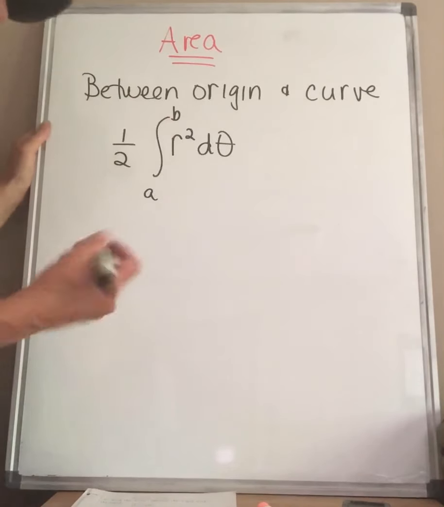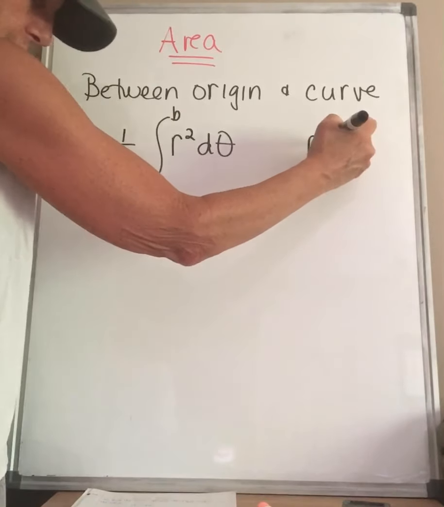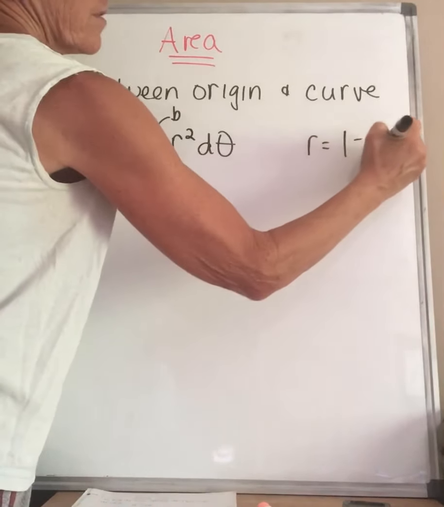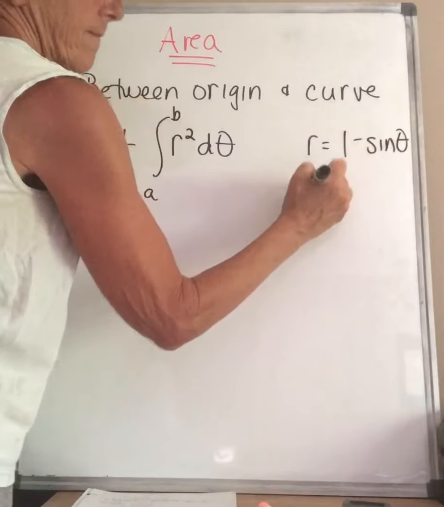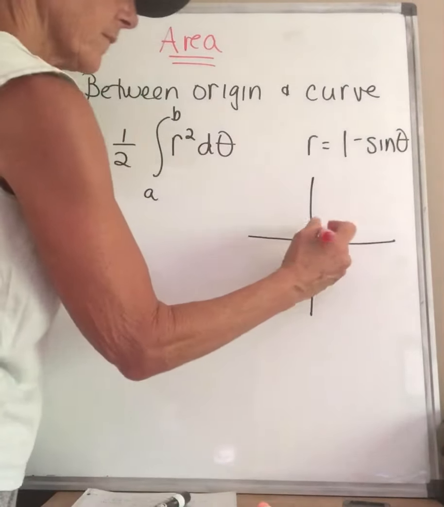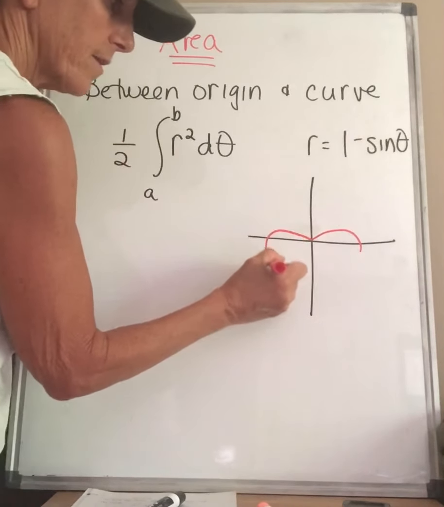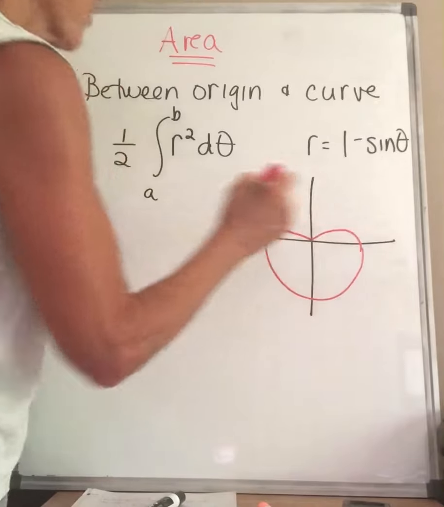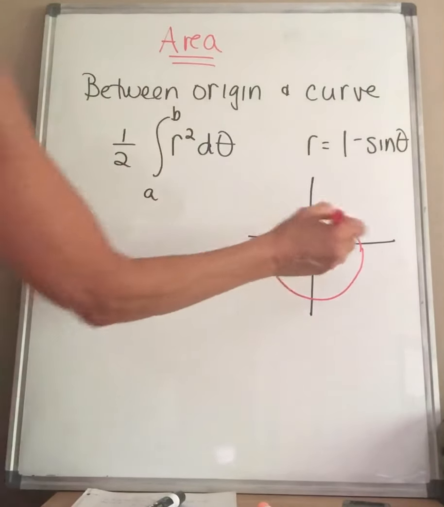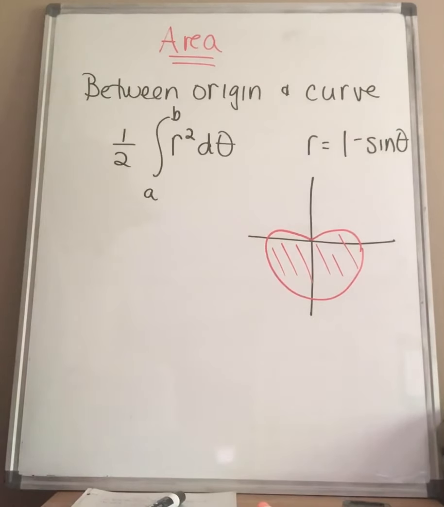Let's go back to the picture that we had and I erased. We have r is equal to 1 minus sine of theta, and I get to draw that picture one more time. Something like this. I can ask you to find the area. This entire area right in here is what I would be asking you to find.